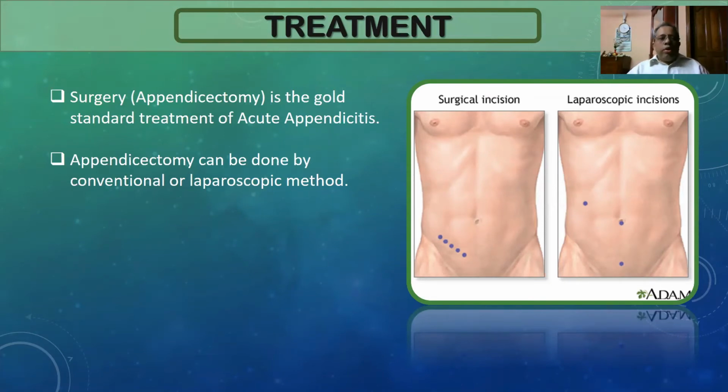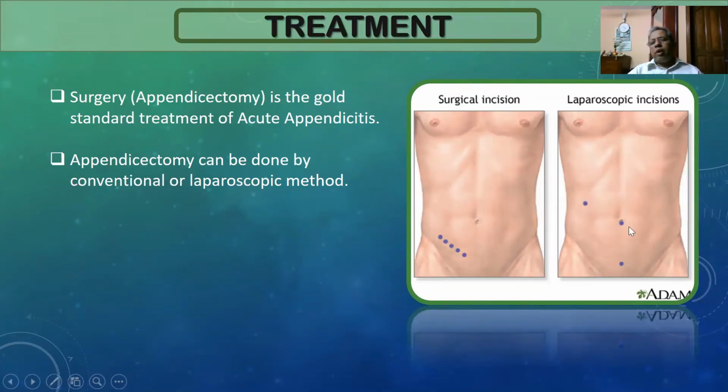So one is conventional appendicectomy, another one is laparoscopic appendicectomy. So look at the picture. The dotted line represents the incision needed for open surgery. So a big incision is needed there. And with laparoscopic surgery, only three tiny holes are needed to do the surgery. It is a minimally invasive surgery.